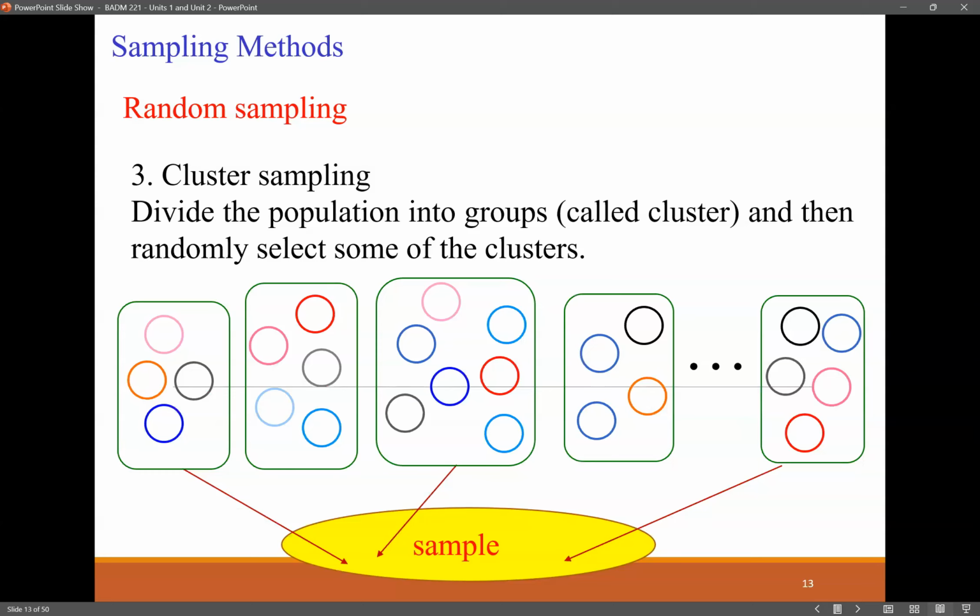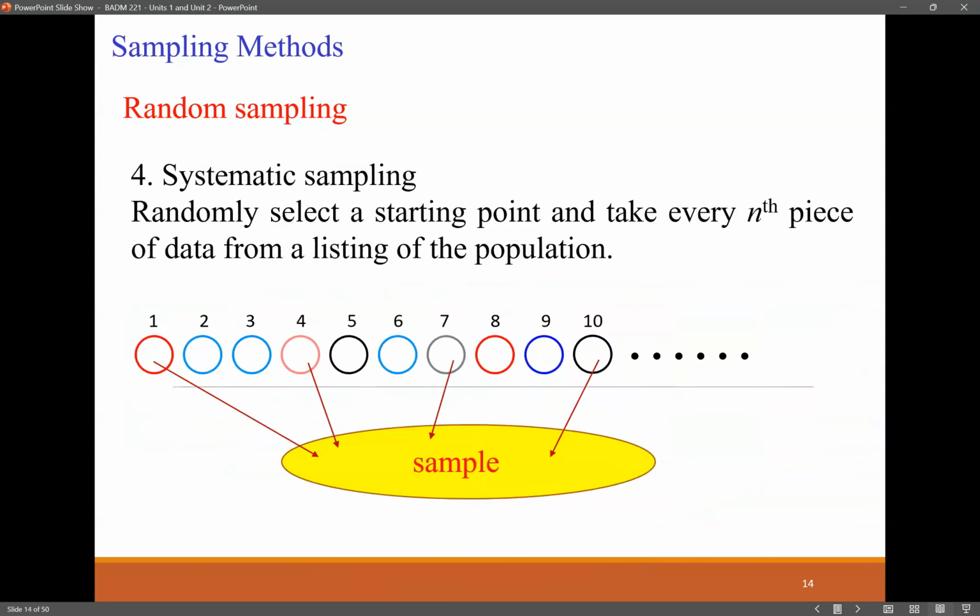So you randomly divide the population into clusters, which may contain the same number or a different number of students, like a cluster of 4 students, 5 students, 6 students, 3 students, and so on. Then you randomly choose those clusters, maybe the first cluster, the fifth cluster, and the 10th cluster come in as the sample. That is called cluster sampling.